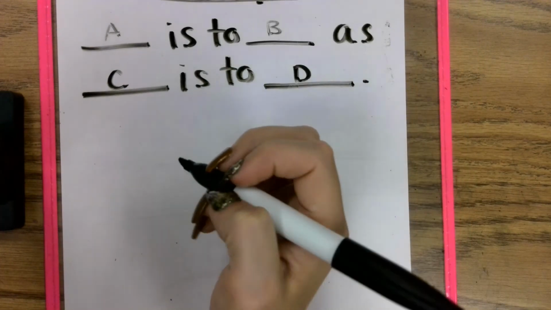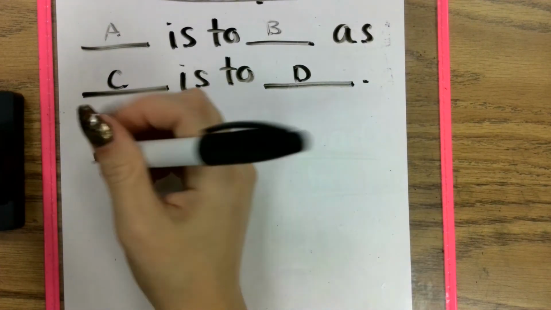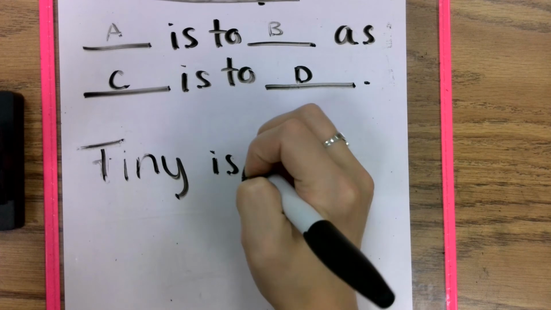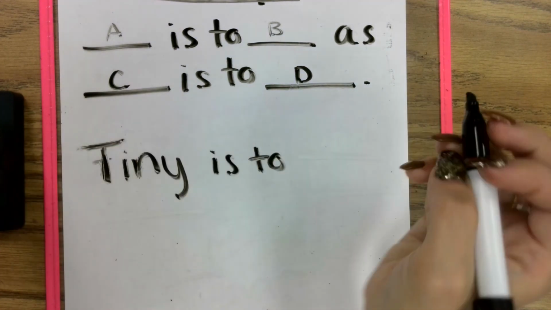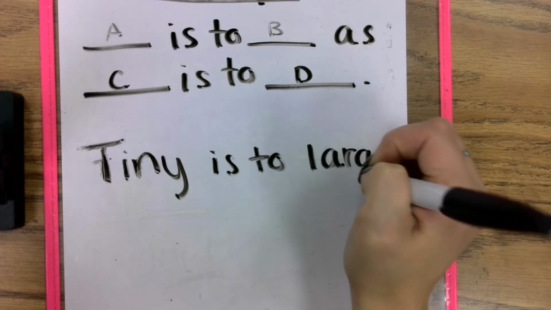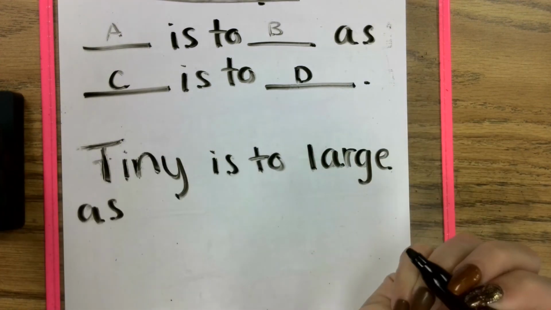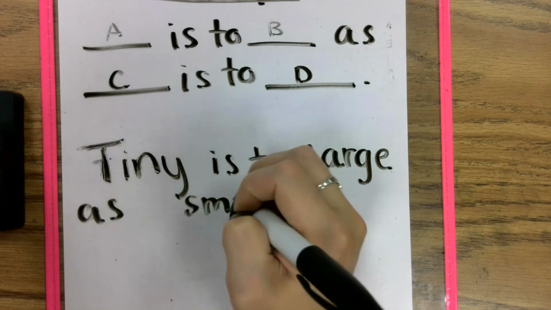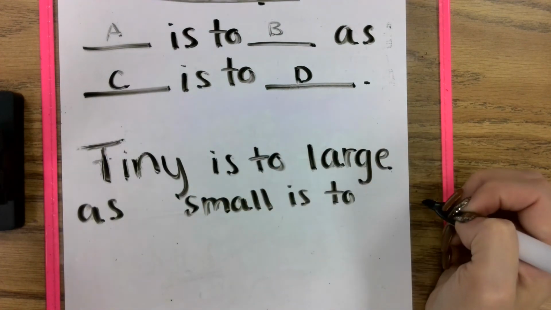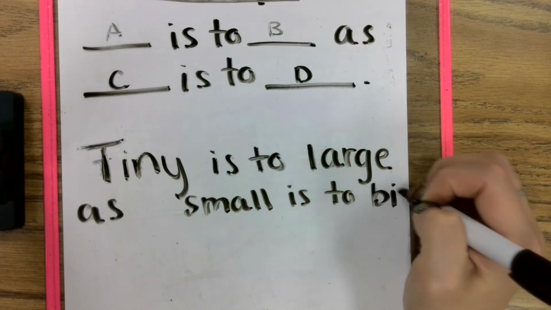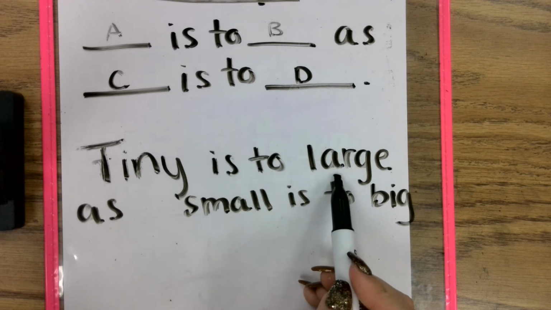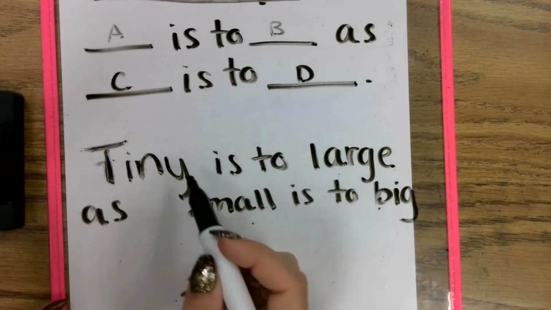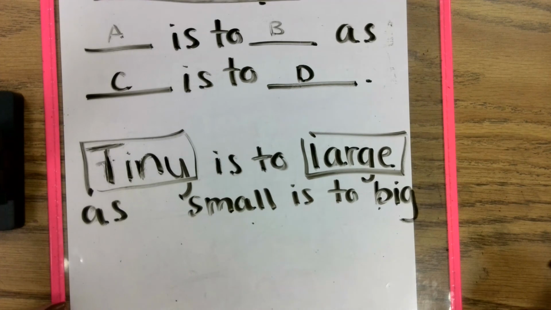So, for example, if we said, tiny is to large as small is to, we could say, big. So tiny and large are opposites, just like small and big would be opposites. So here the relationship between the things being compared is that they are antonyms.